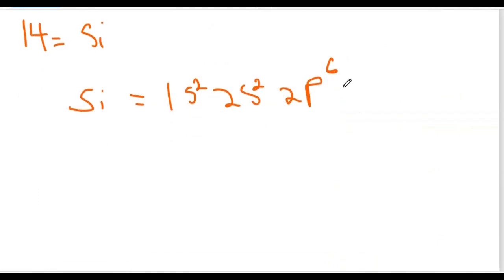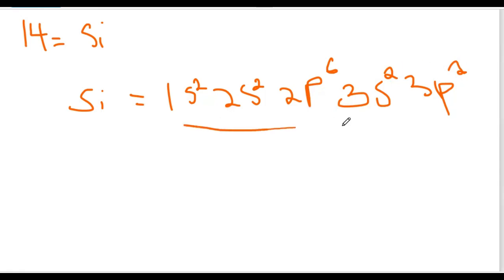So here I'm going to have 3s, and 3s will just have 2. Then I go to my 3p. How many would 3p have? It won't have 2. If you count the electrons, 2 plus 2 is 4, plus 10 is 12, plus the remaining 2 is 14. This is the electron configuration of silicon.